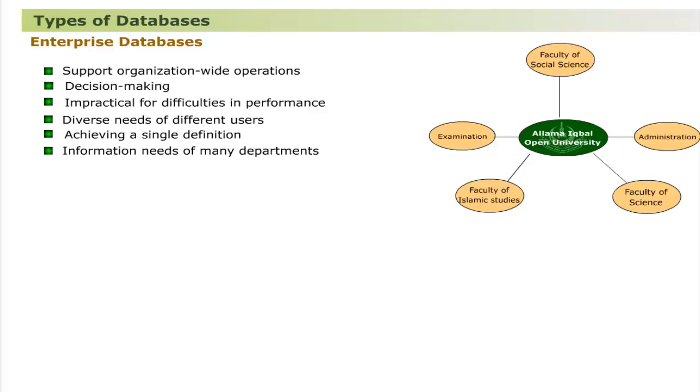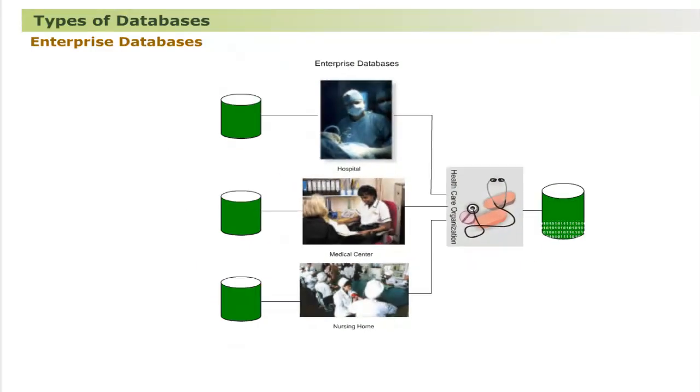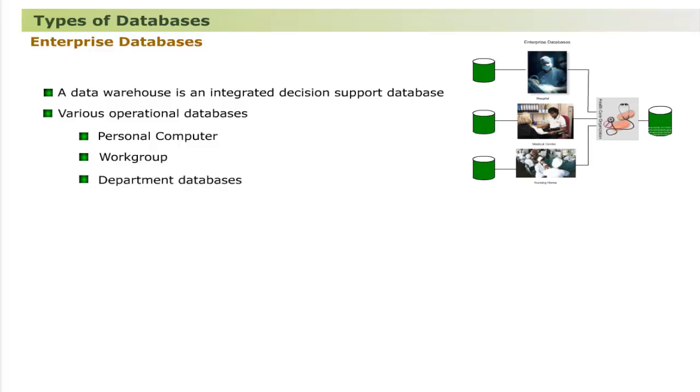The most important type of enterprise database today is called a data warehouse. A data warehouse is an integrated decision support database whose content is derived from the various operational databases such as personal computer, workgroup, and department databases. The enterprise databases are implemented on a local area network or wide area network.